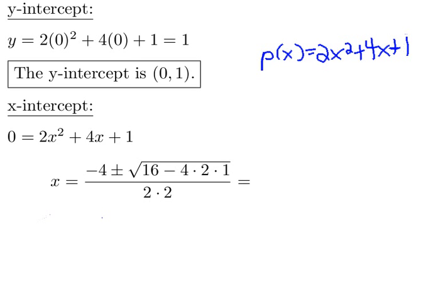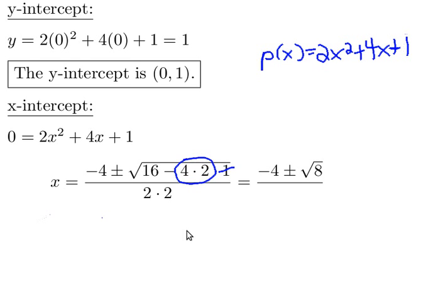So that is equal to -4 plus or minus, I wrote down -1 by mistake. -4 plus or minus the square root of 16 minus 8. So, because this 1 disappears and this 4 and 2 becomes 8. If it's all the same to you, I'm going to go ahead and rewrite that as 16 minus 8 is equal to 8. So 16 minus 8 is equal to 8. All over 4, of course, because 2 times 2 is equal to 4.